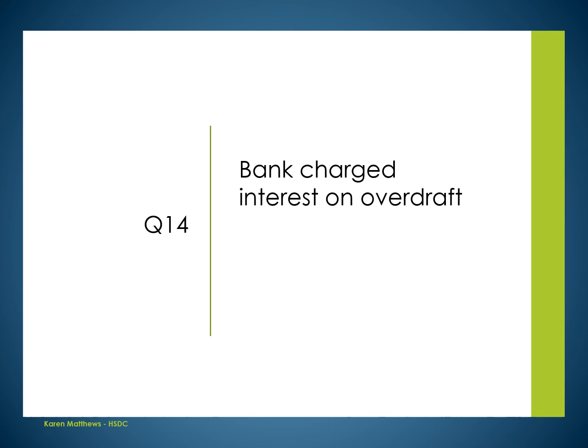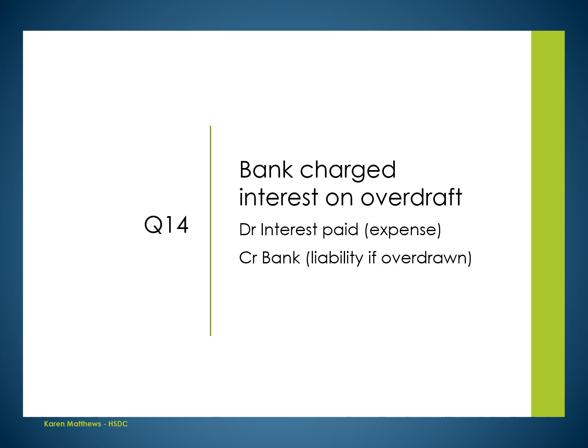Okay. Number 14 then, the bank has charged interest on an overdraft. So remember, an overdraft is where you've taken more money, it's gone below zero, so you've taken more money out than you've put in, and you've got a negative balance on your account. So if we're charged interest, we're going to debit the interest paid account on the income statement, that's an expense, and we're going to credit the bank account. And remember that the bank account, if it's overdrawn, will be a liability. It won't be included as an asset.